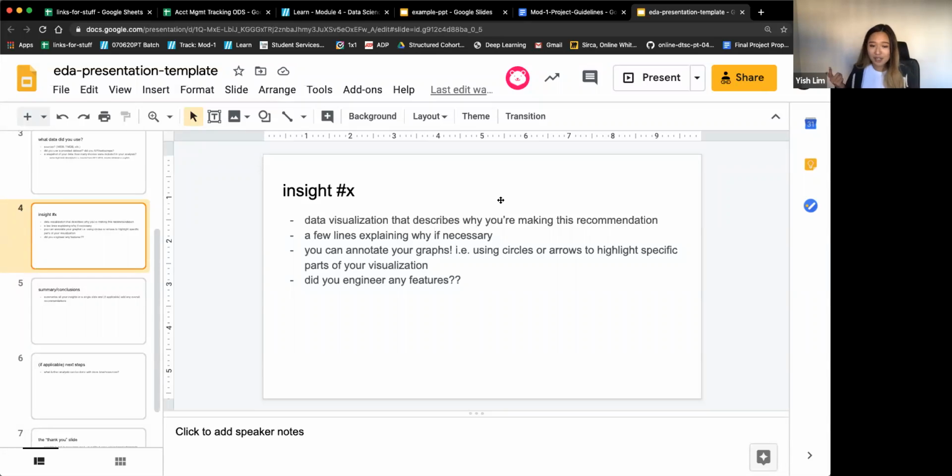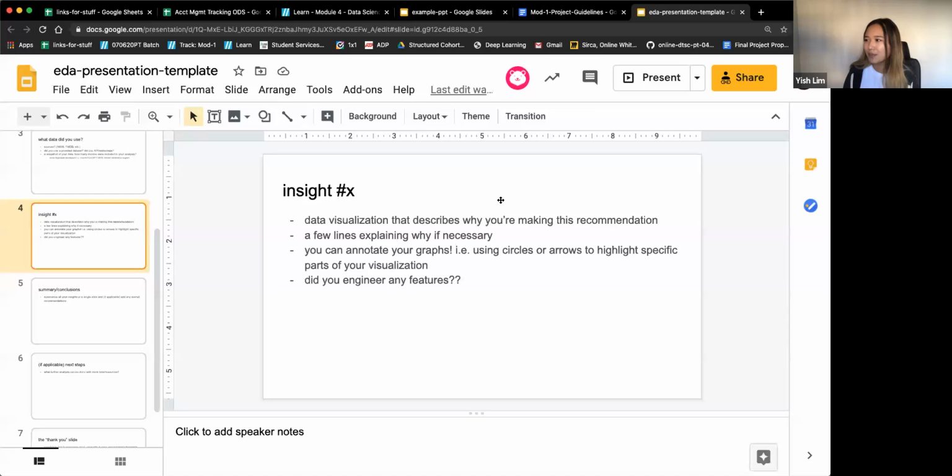A couple lines explaining why, if that's necessary. Let's say maybe your recommendation is not direct, that you can't see why directly from a visualization. If it's something that you derive from the visualization, definitely add a few lines saying, all right, because the graph looks like this, that implies this, therefore this. So you want to help make things as clear as possible here.